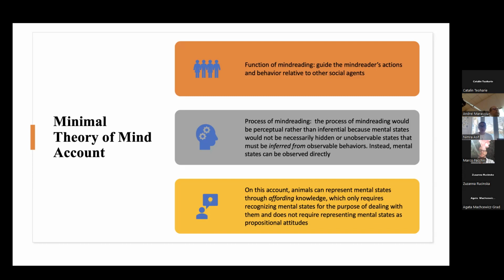So minimal mind readers on this account would recognize mental states as affording possibilities of action. They would treat them as affordances, but they would still represent mental states. The traditional assumption is that to represent mental states, you need to have a propositional attitude, such as Sally knows that the toy is in the yellow box, or Sam knows that Sally hid his toy, which requires having meta representation.